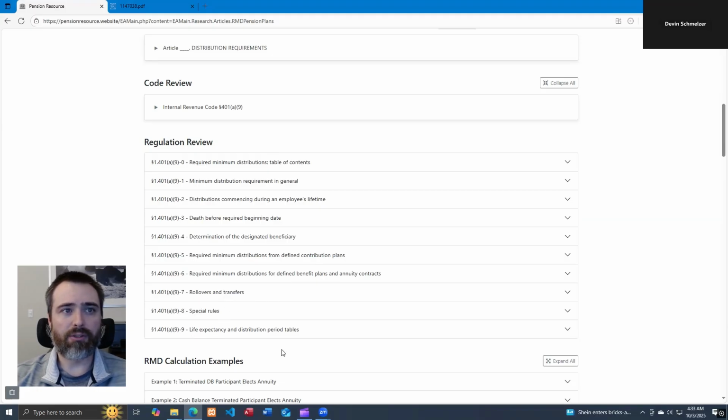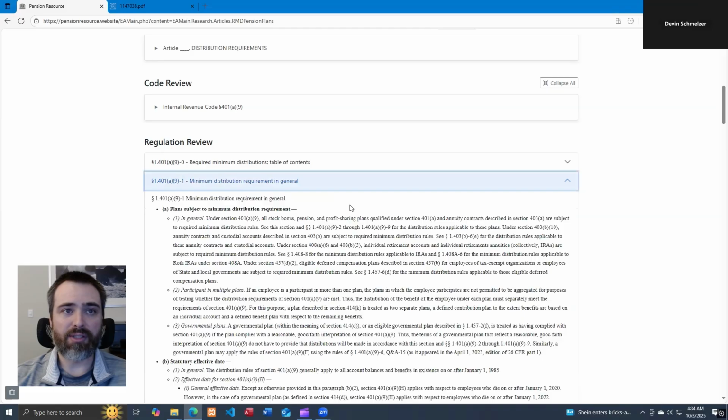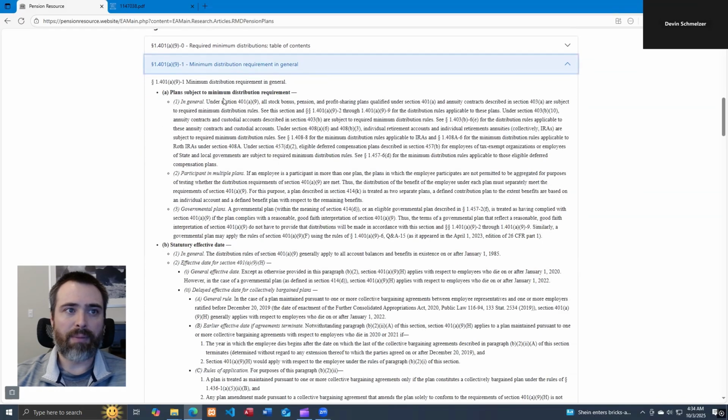Since we're keeping focus on RMDs for pension plans of living participants, we're going to skip a few of these regulations. Let's review the -1 regulations in general. Paragraph A tells us that qualified retirement plans are not exactly the same as IRAs. With IRAs, you can combine their total value and take a distribution out of one, whereas each qualified retirement plan must pay a minimum distribution if there are benefits in it for that participant.